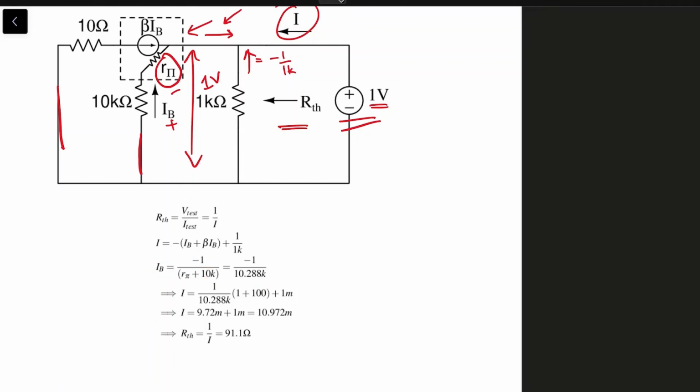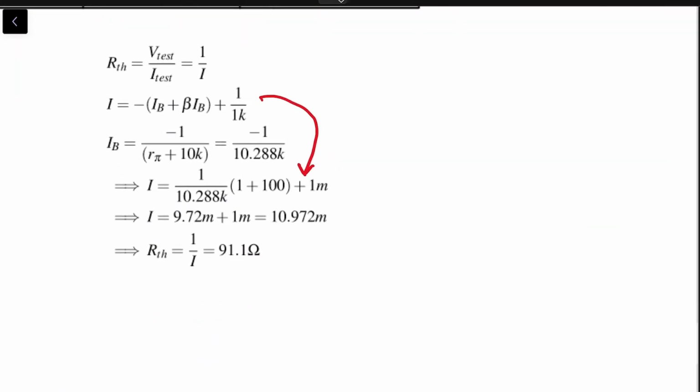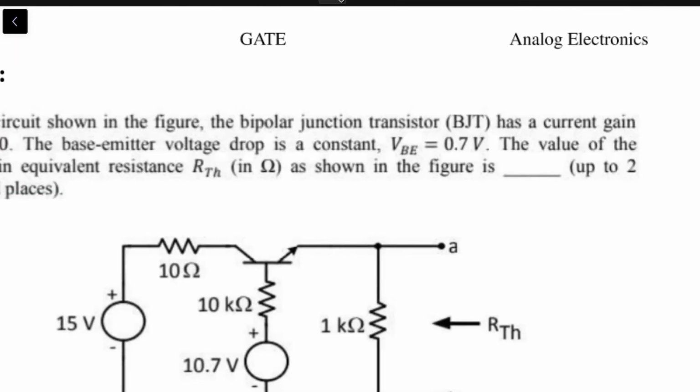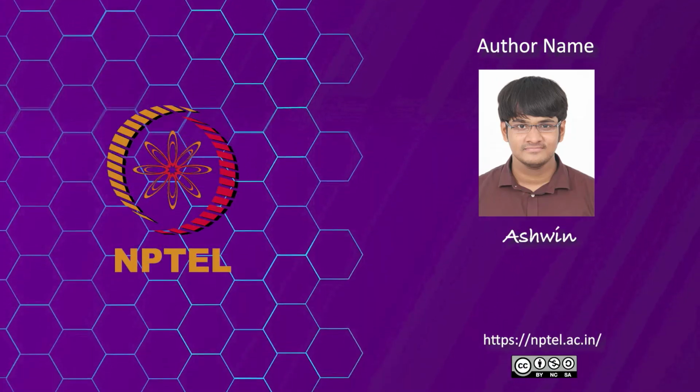Substituting this value of IB in the equation above, you will get this expression for I, right? And you will find that I is equal to 10.972 milliamps. RTH is 1 by I, which is 91.1 ohms. Thus the answer to this question is 91.1 ohms.